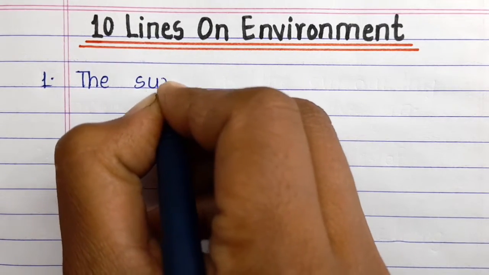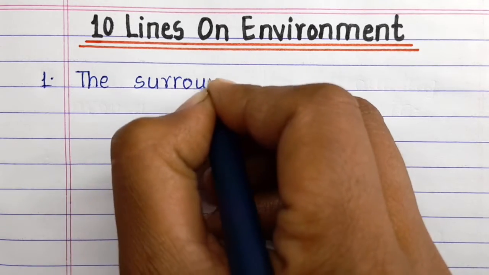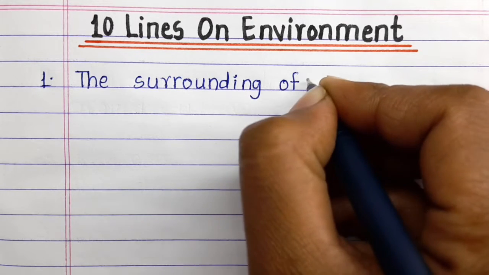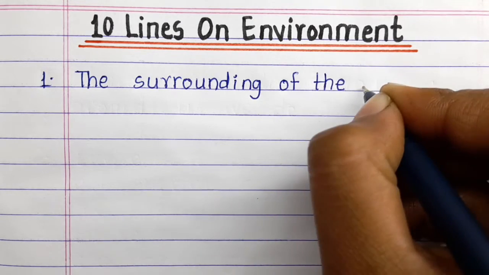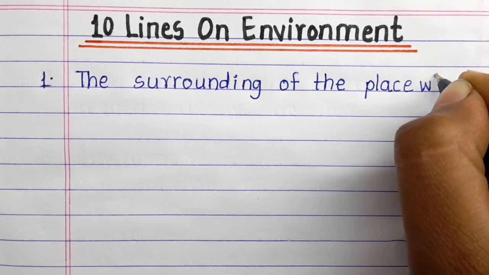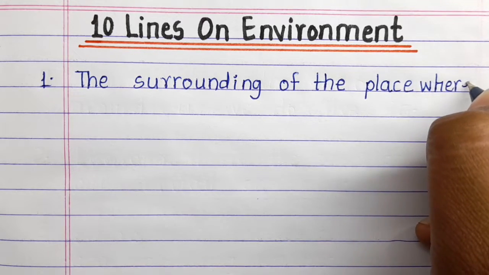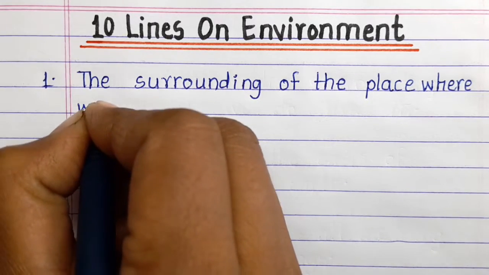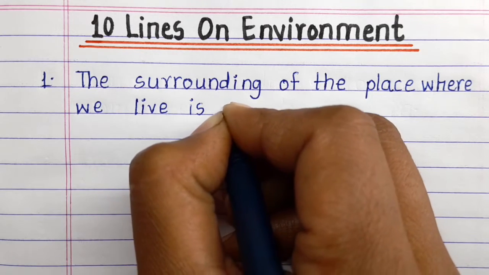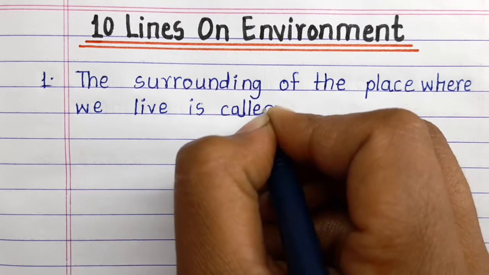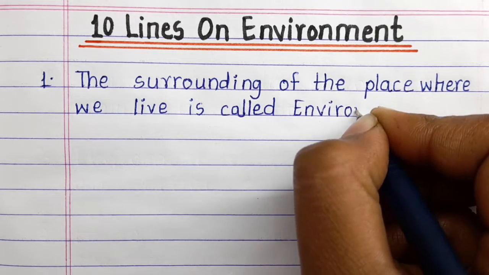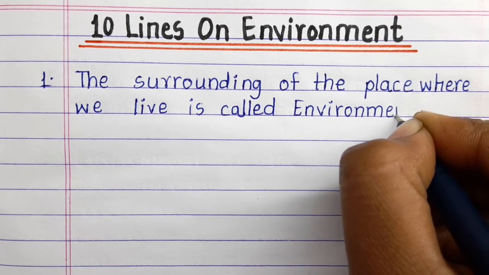Today we will learn 10 lines on environment in English. So let's get started. First line. The surroundings of the place where we live is called environment.